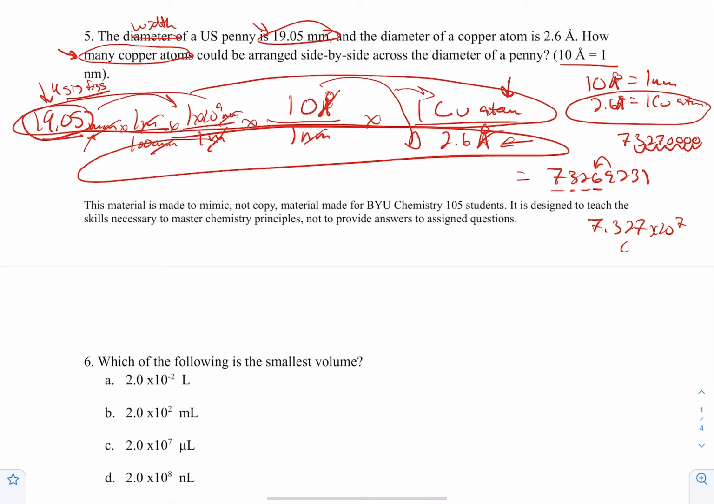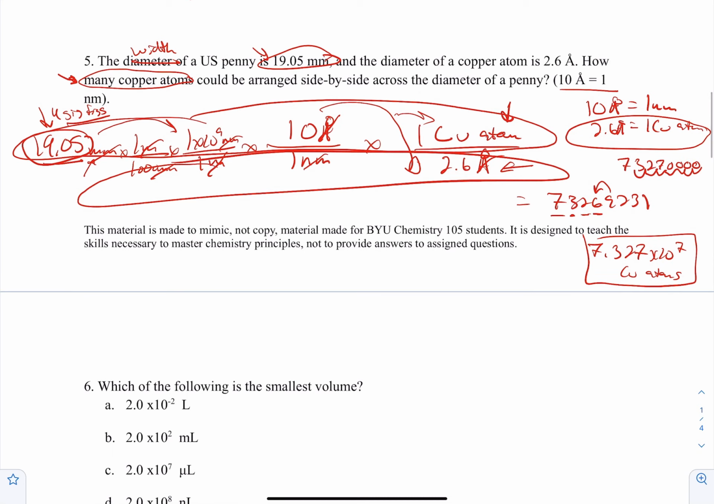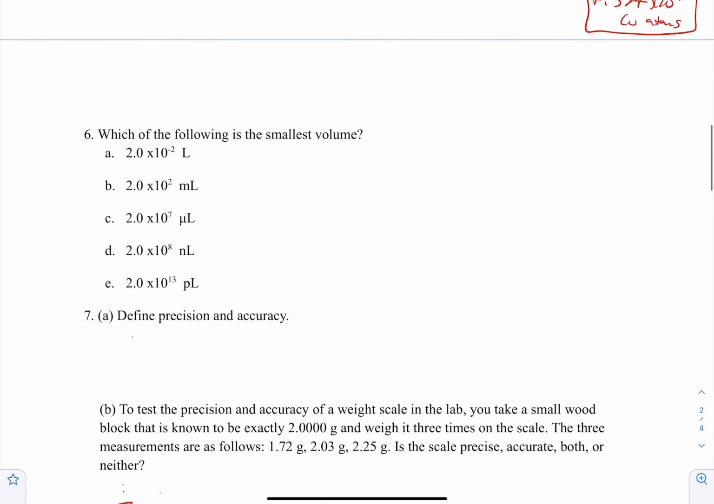And this would be what? Copper atoms. Okay, hope that made sense. If it didn't, see how I drew it out, and even if it helps you go this way first, do that as well. That's totally fine. In fact, a lot of people do that anyway.